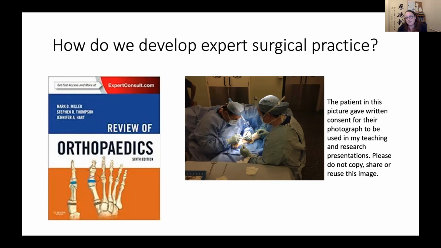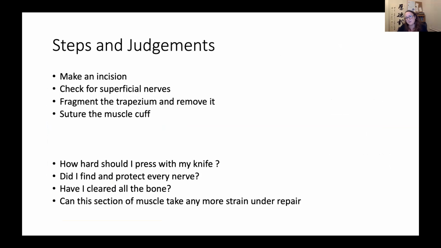So what is the difference when we have experiential learning in the operating theatre? What are we actually sharing? What's going on in the operating theatre? And I'm certainly not the only person to ask this. There are lots of approaches and lots of thoughts about it. And the thing that struck me is that at the beginning, we imagine that operations are steps. So Miller's will say, make an incision, check for superficial nerves, find this bone and take it out, suture the muscle cuff. These are instructions. These are actions to be carried out. But the interesting bit is the judgments that are made.